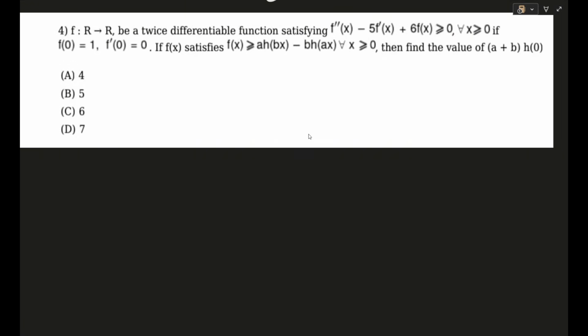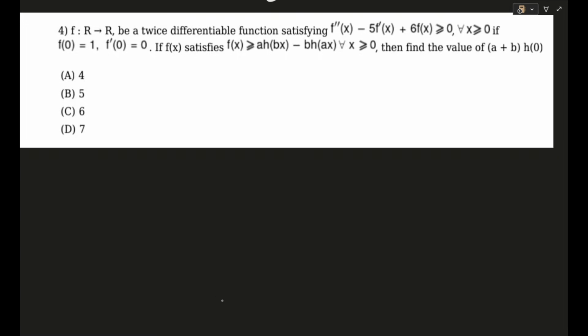Okay, so guys, here is the next question on screen, and this question is a fairly good question, I guess. So starting off directly, it is given that f mapping from real to real is a twice differentiable function satisfying this given differential equation, and some values are given. So we have to find this inequality, like what are a and b, and also we have to find out h of 0.